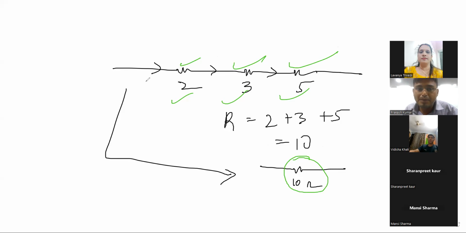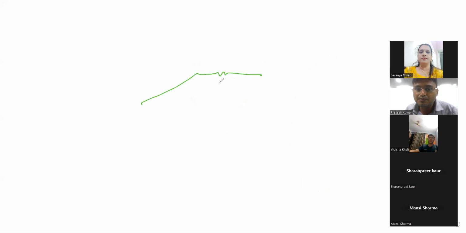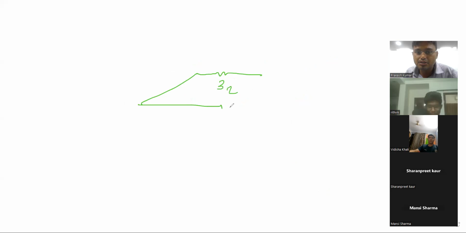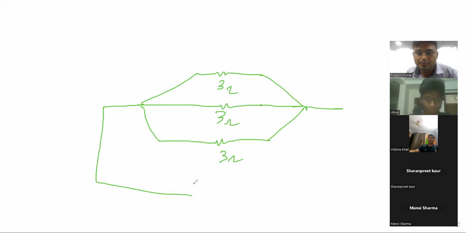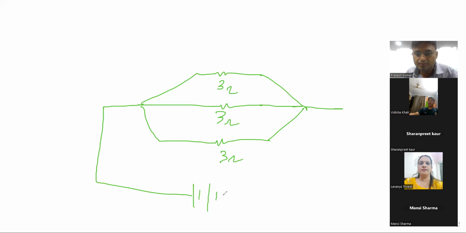And if I talk in parallel, for suppose this one is 3 ohm, this one is 3 ohm, and this one is 3 ohm. So what exactly is the net resistance of this circuit? Sir, the reciprocal of all the 3 values. 1 ohm. Tell me answer. What will be the net resistance? 1 ohm.